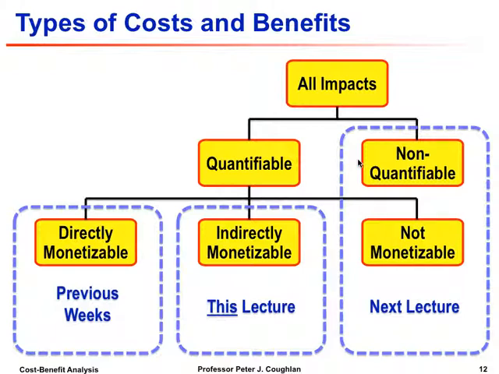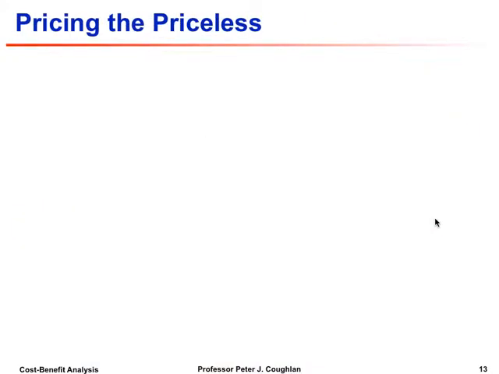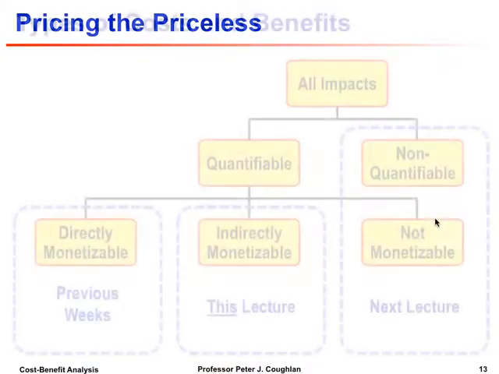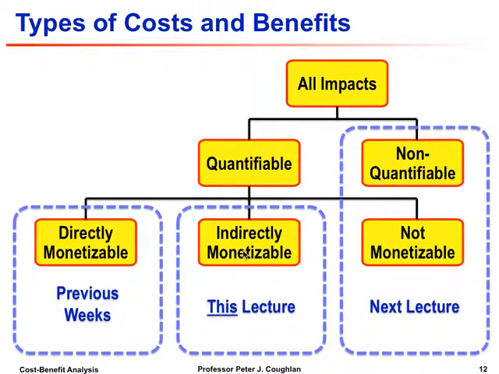Things that aren't directly monetizable but are indirectly, we can put them in dollar terms, and that makes our life easier. If everything is directly monetizable, in other words, this category on the left here, then that's the easiest. If everything is either directly or indirectly monetizable, that's the next easiest. At least we can get everything in dollar terms. And the most complicated is when you have significant impacts that fall into this last category, either non-quantifiable or quantifiable but not monetizable.